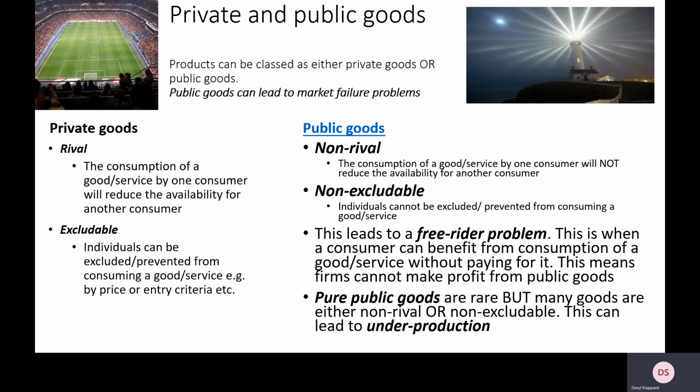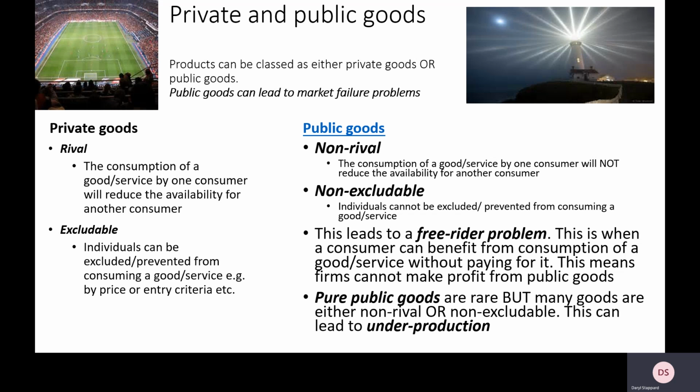Right, okay, now the problem with public goods could be that firms are not able to generate an income from these products. Remember, firms in a free market economy will supply things in order to generate profit. If we cannot charge people for these products, then there is no way of generating an income. Now, let me give you some examples to back up what this actually means.